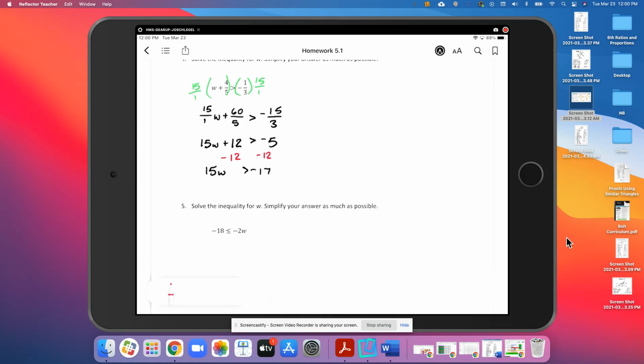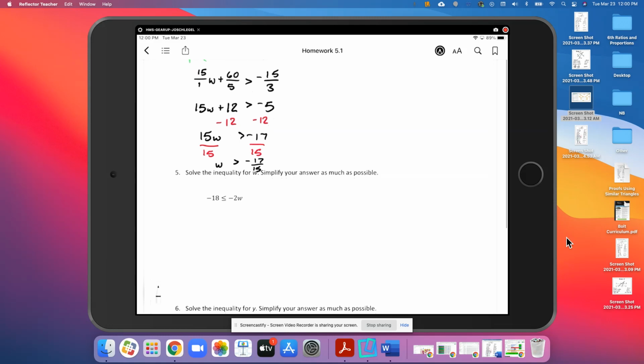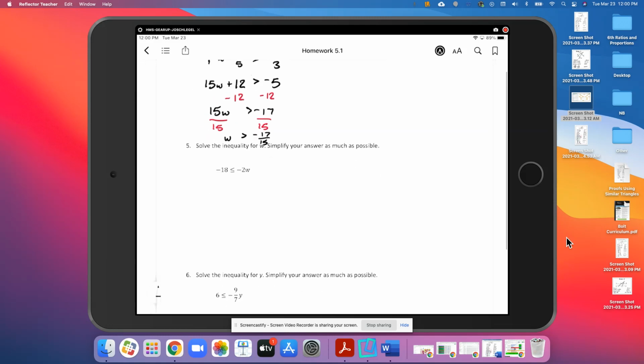So folks, we are going to divide by 15 here. I'm getting close to running out of room, but that's okay because I'm done. W is greater than negative 17 over 15. And that's going to be it for that one, folks. I could have written a little bit smaller and made it a little bit more pretty, but that's okay. All right, moving on.